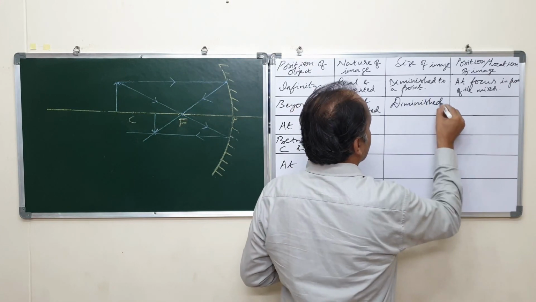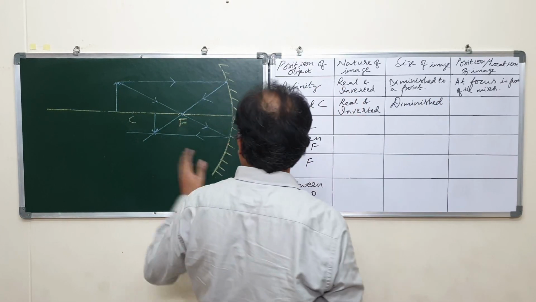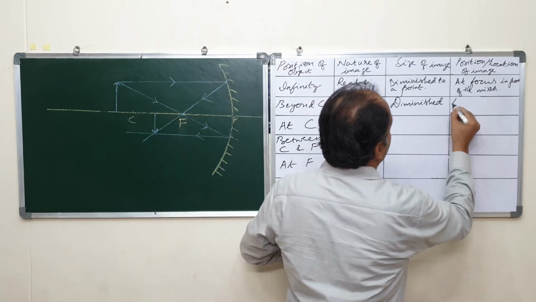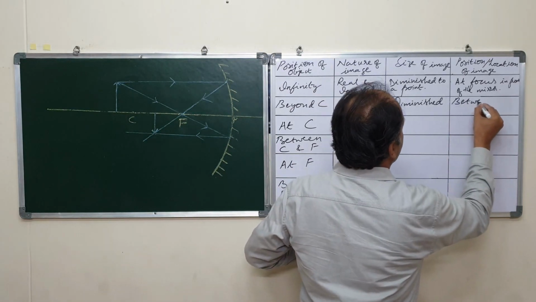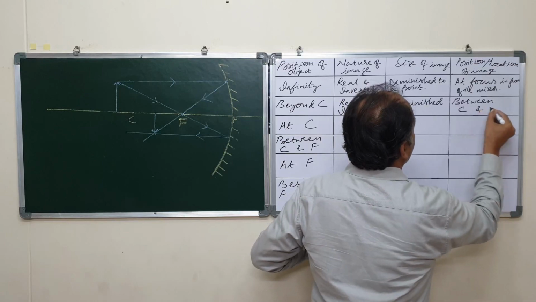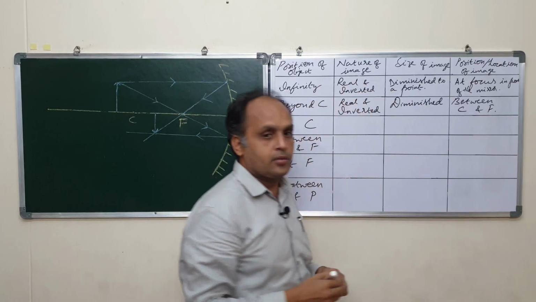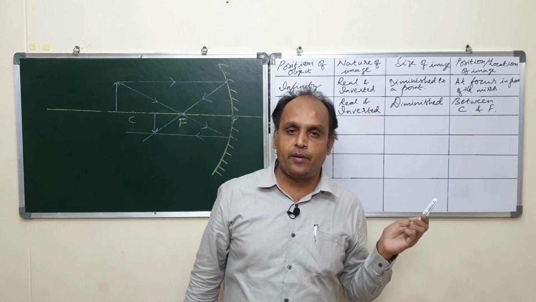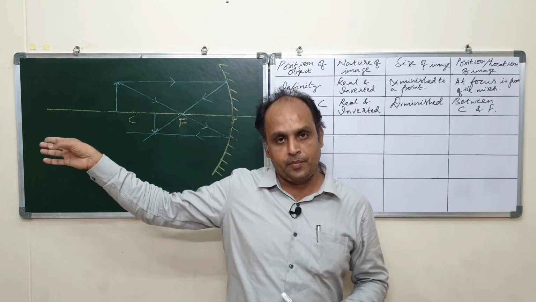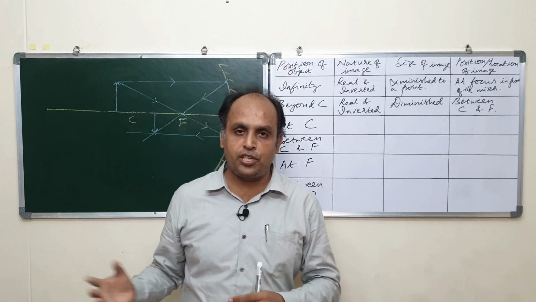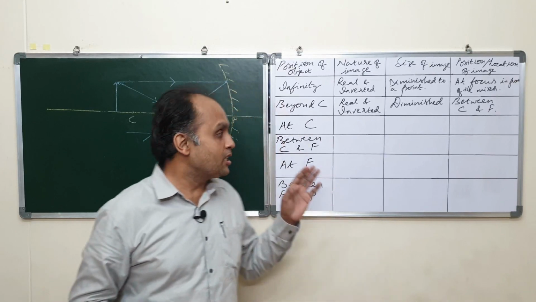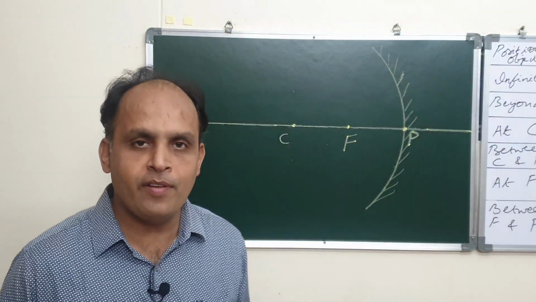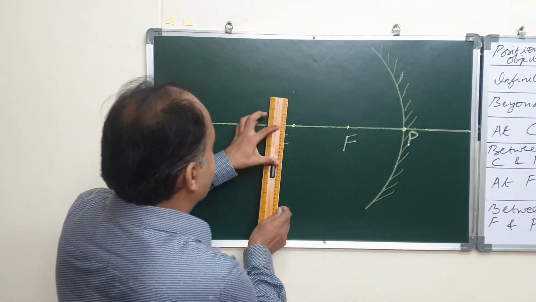And the image is formed here between C and F, you can see. So the position or location of the image is between C and F. So these are the characteristics of the image formed by the concave mirror when the object is beyond C. Now let's move to the next position, the third position of the object, that is when the object is at C. Right, so now we will place the object at C.